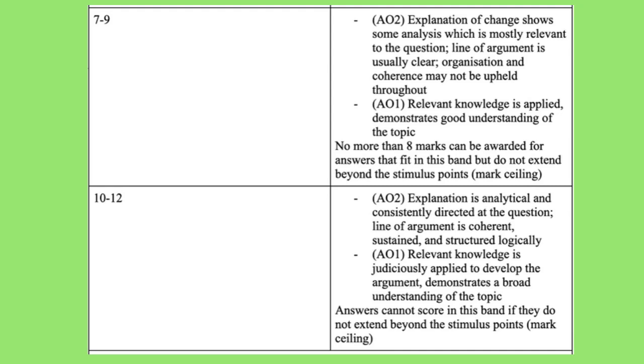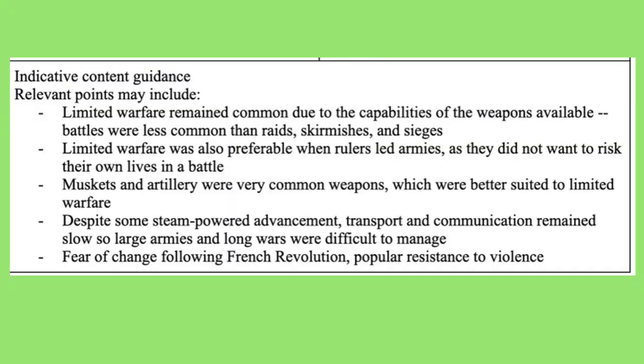These are the top 2 bands. Now you might see here that we've got things like the explanation is analytical, it's relevant, it's really tightly focused to the question, and to score in the top band you also need to have gone beyond the stimulus point, so that means that you're drawing on lots of your own knowledge to show you've got a really good understanding of the topic. It will also be quite easy for the examiner to see what you're trying to argue, so that means that it's structured logically, it's easy for them to follow, and you've made clear points which are explained fully. There are many points you can make here, so as long as what you say is relevant and correct, the examiner will award you the marks.